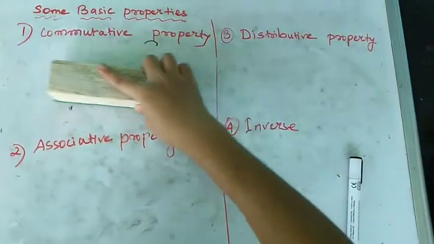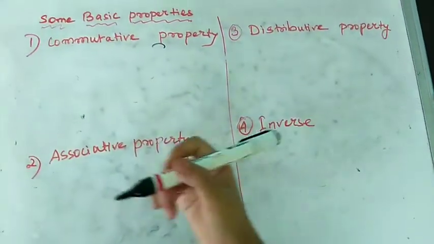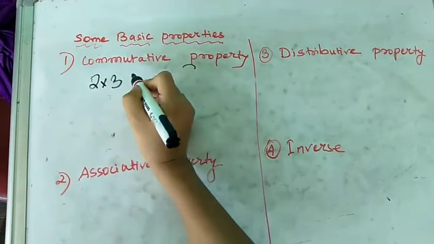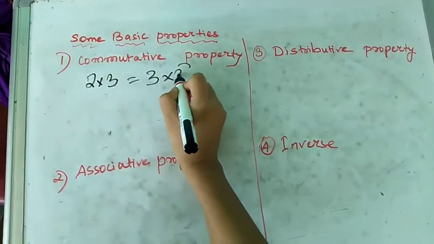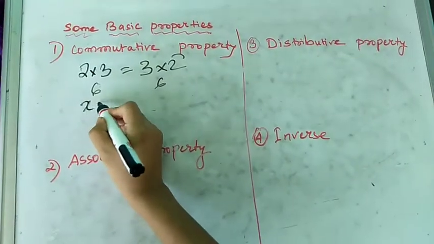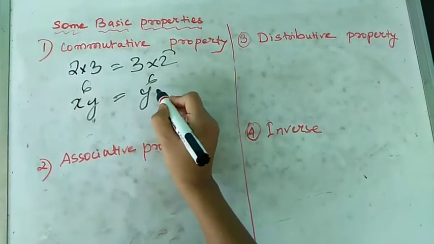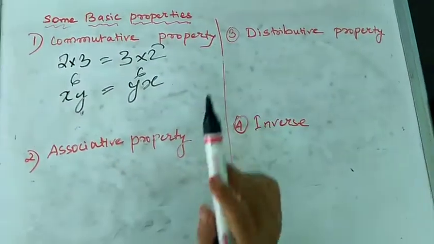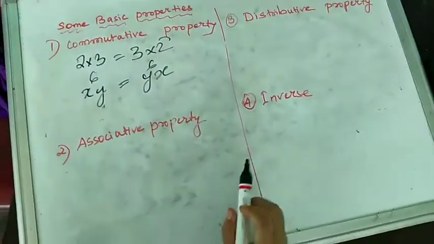Now, let us look at the multiplication of numbers. Say 2 into 3 can be written as 3 into 2. 2 into 3 equals 6. 3 into 2 is also 6. There is no difference in the answers. Now, let us look at the variables. x into y equals y into x. There is no difference in the answer. The answer is the same. And this property of integers is known as the commutative property.